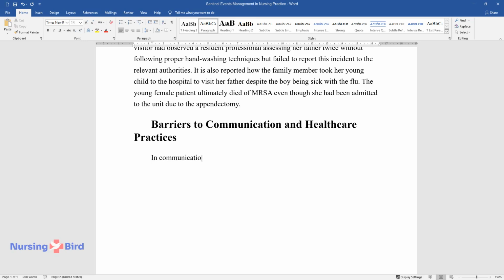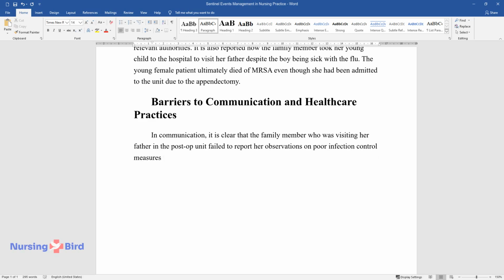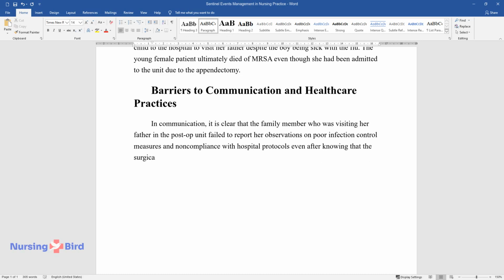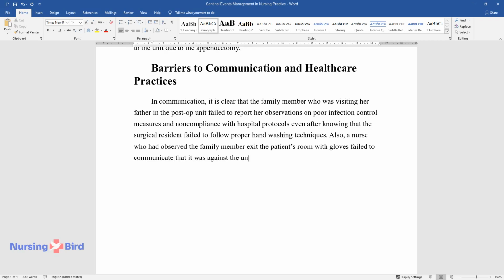Barriers to communication and healthcare practices. In communication, it is clear that the family member who was visiting her father in the post-op unit failed to report her observations on poor infection control measures and non-compliance with hospital protocols even after knowing that the surgical resident failed to follow proper hand-washing techniques. Also, a nurse who had observed the family member exit the patient's room with gloves failed to communicate that it was against the unit's infection prevention protocols to move around with unclean gloves.